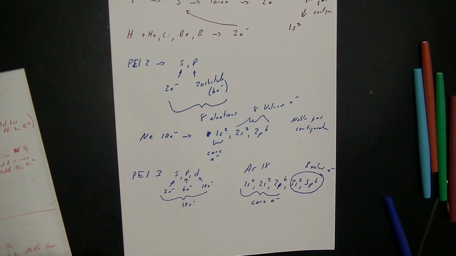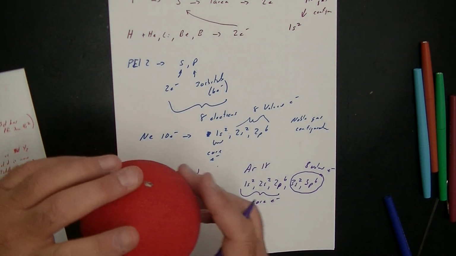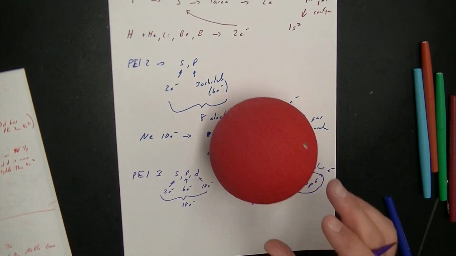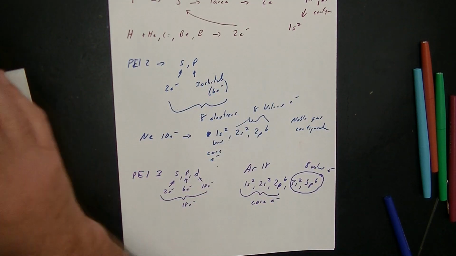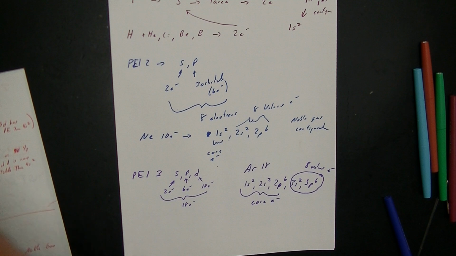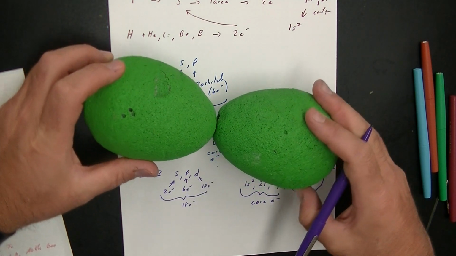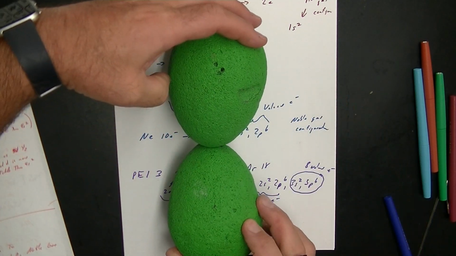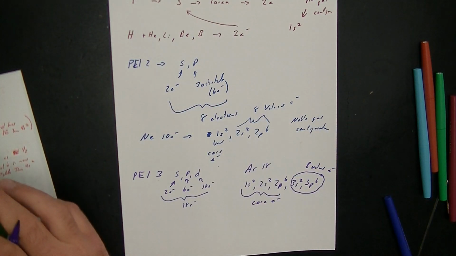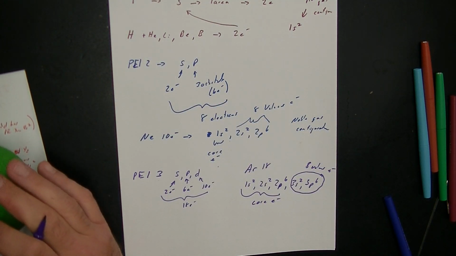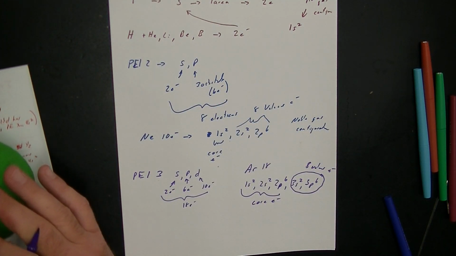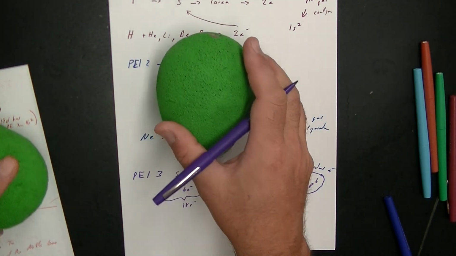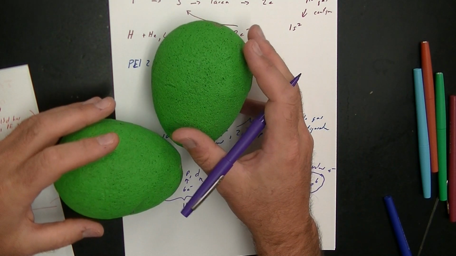Now, again, let's look through the shapes again. This would be my 3s. It would hold 2 electrons. This would be my 3p's. This would be one of them, this would be one of them, and that would be one of them. And then remember, the d's are that 4-leaf clover shape. So they look like this.